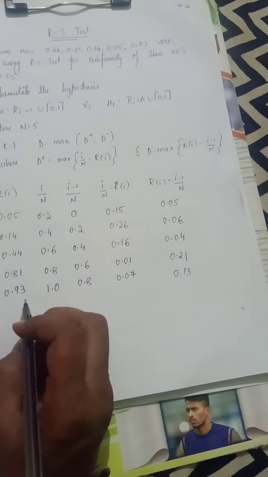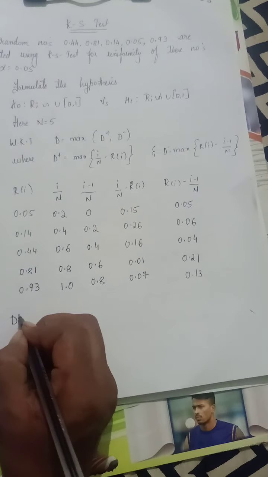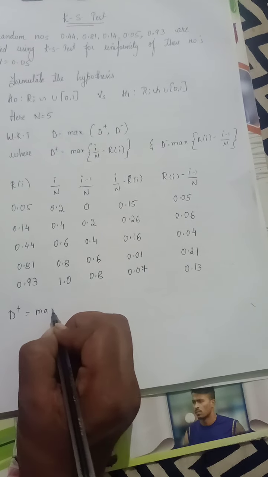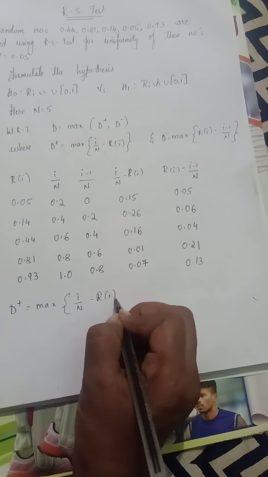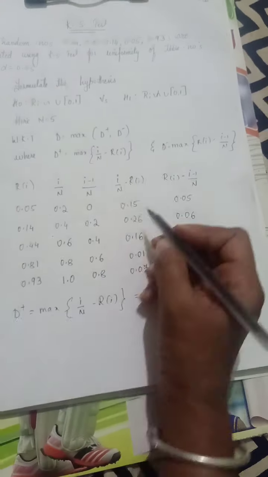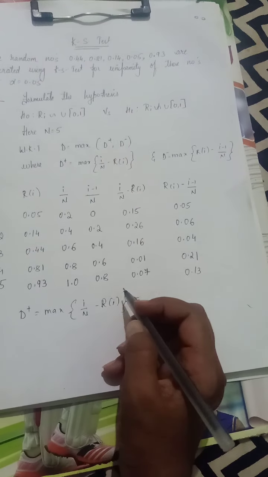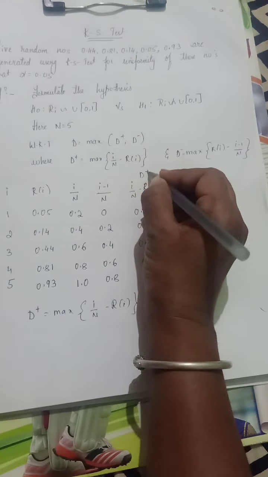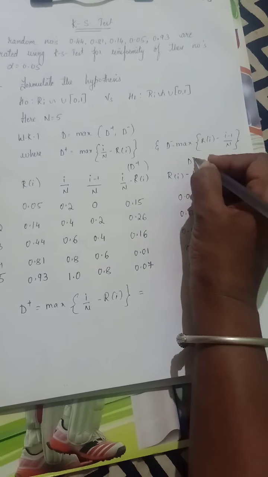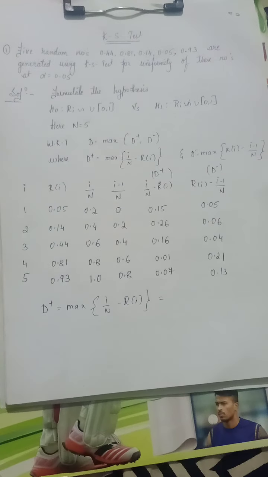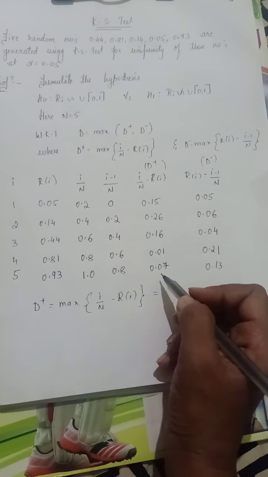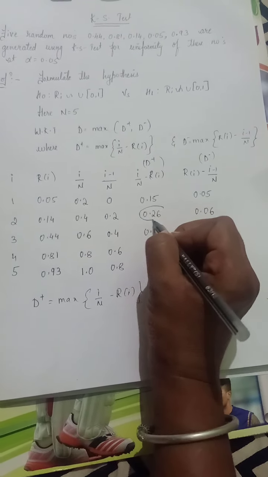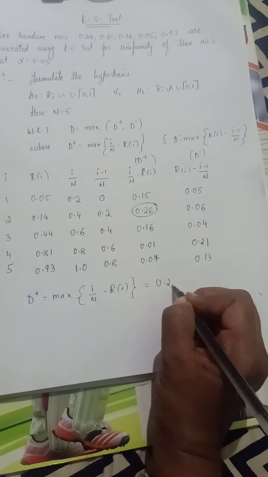So already we have to find D plus. D plus is nothing but the maximum of i by n minus R of i. So what is the D plus value? We have to find from this column. This is D plus and this is D minus. So what is the maximum among this one? The maximum value is 0.26. So D plus will be 0.26.